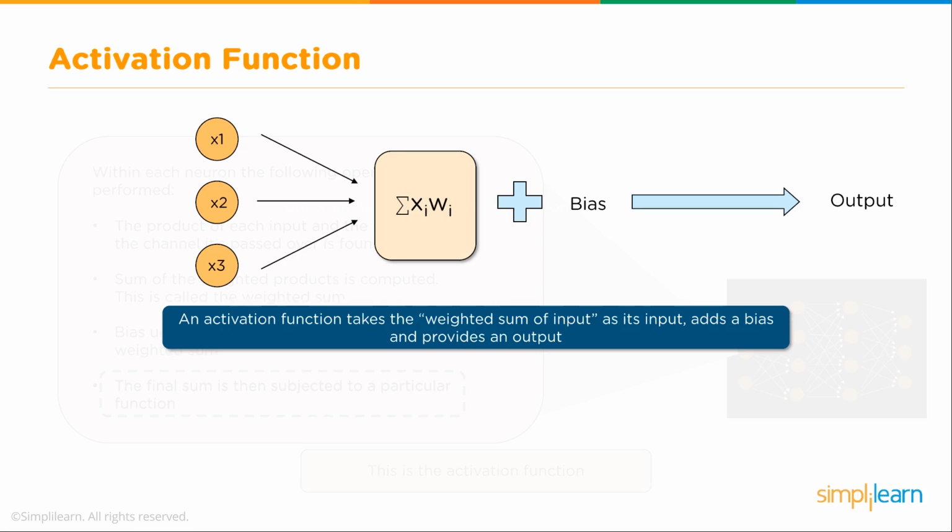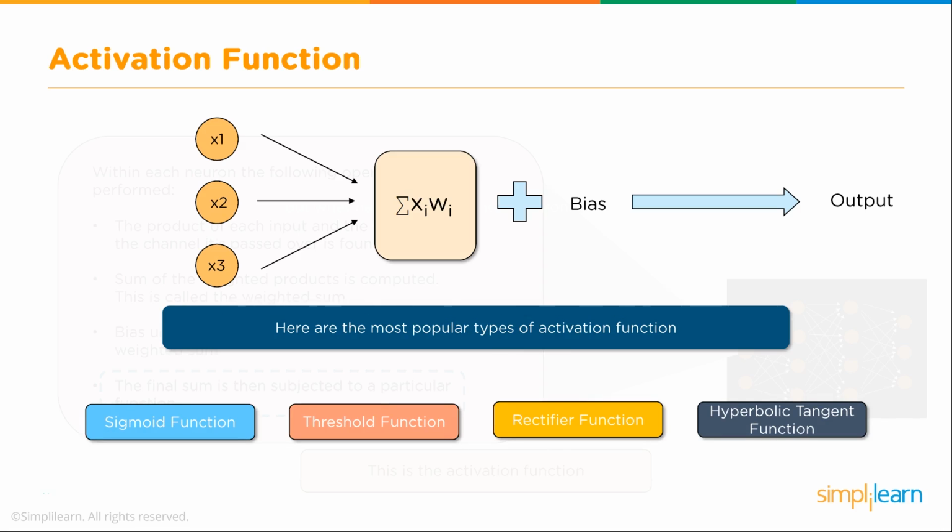And a lot of times you'll actually see one formula for the sum of the weighted sum and the bias. You'll just see that as a single line of everything added together. Here we've broken it apart because it makes it clear that this bias is not computed the same as the weighted sums. Here are the most popular types of activation function.